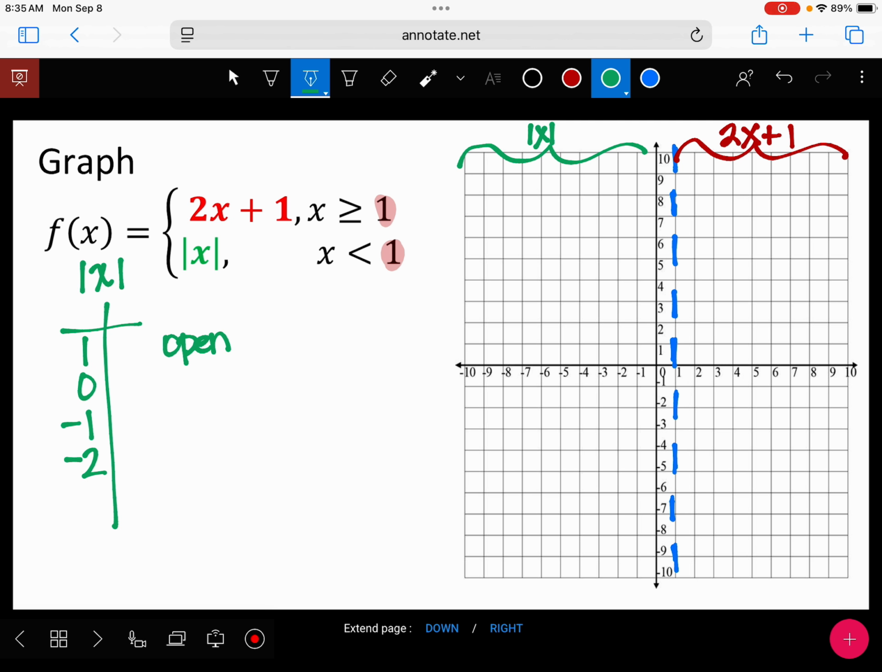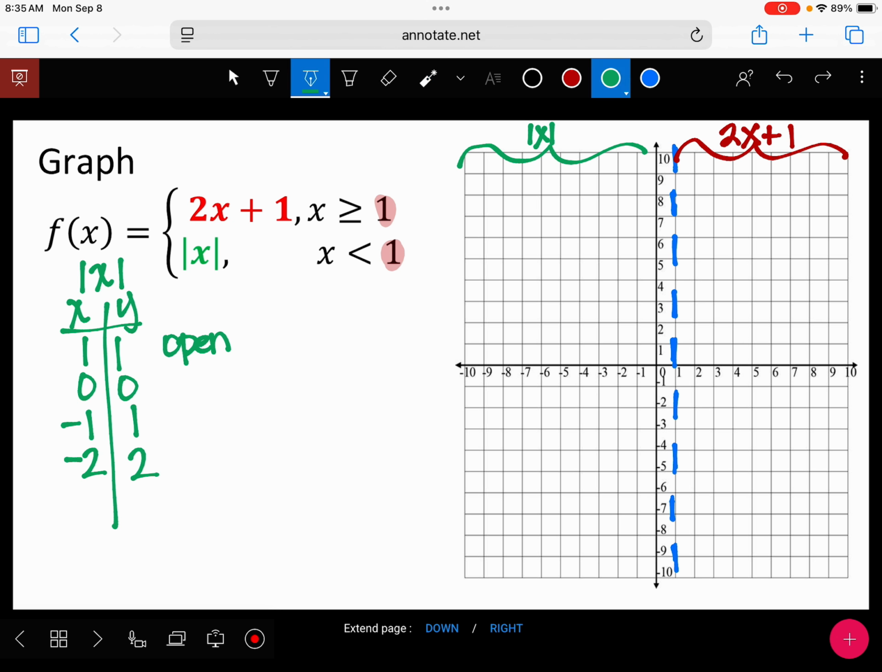Go ahead and take the absolute value of these 4 numbers to get your y. So the absolute value of 1 is 1. The absolute value of 0, 0. The absolute value of -1, +1. And the absolute value of -2, +2. Everything else is a closed point when I graph. Only the first point is open.